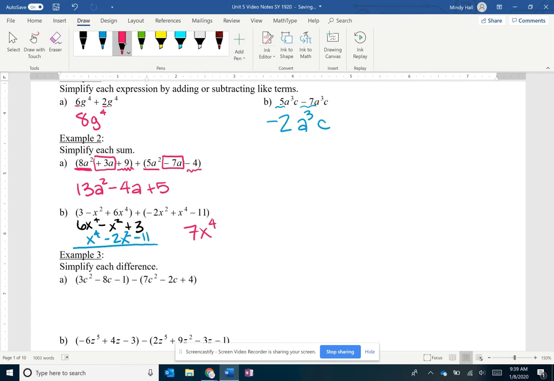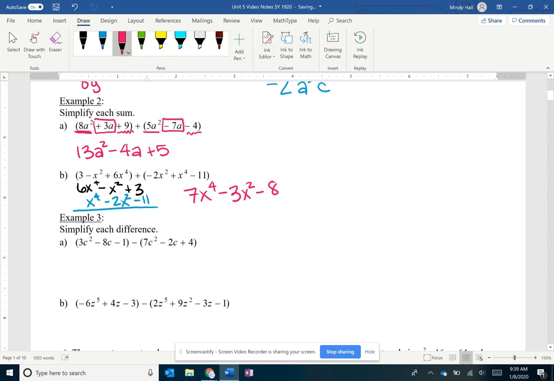Then negative x squared minus 2x squared would give us negative 3x squared. And then 3 minus 11 would give us negative 8. Yes, okay, I had a doubt on my mental math.